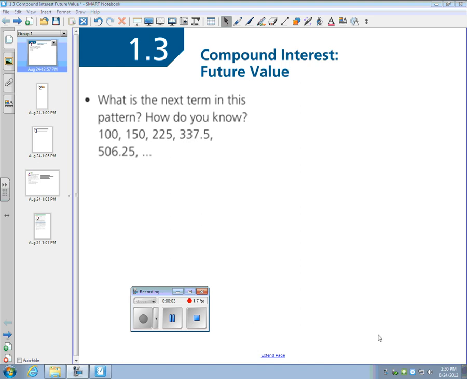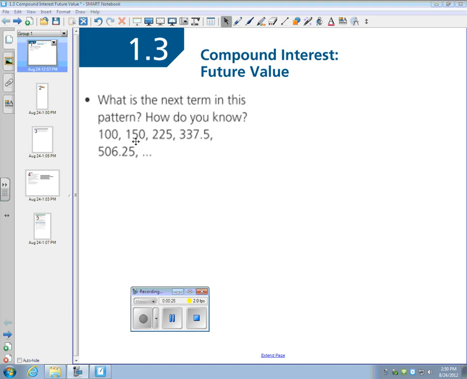1.3, compound interest, future value. So what's the next term in this pattern? How do you know? Those of you that took pre-calculus 20 might remember arithmetic and geometric sequences, and those that don't, that's fine too. But usually when you have a pattern, you're either adding a number to move on, or you're multiplying by a number, or you're subtracting, or you're dividing.